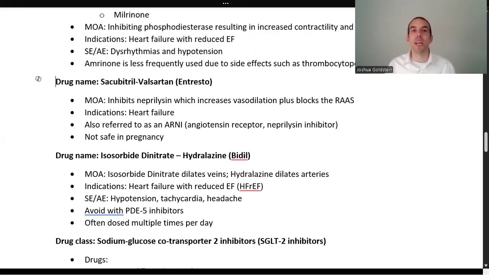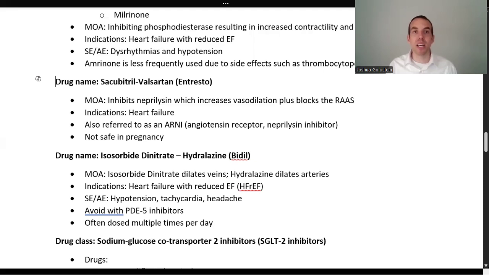Next, we have Entresto. Entresto is the brand name of a combo drug that's sacubitril and valsartan. This came out roughly 10 years ago. It's still under patent. And this drug has become extremely popular. It's also expensive, so patients generally need insurance for this. But this drug has become extremely popular for the treatment of heart failure. What is it? Well, it's valsartan. That's an ARB. We already talked about it.